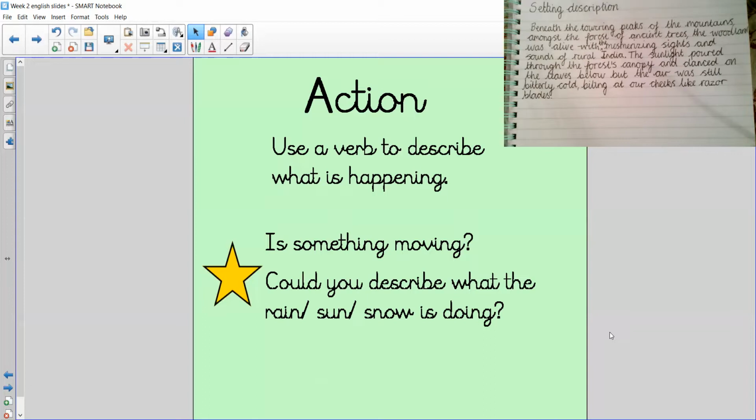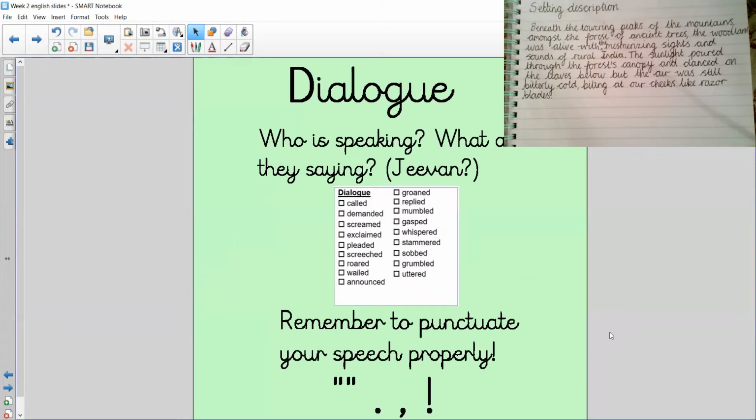Wonderful. Hopefully you've had a go at describing that, and maybe you've done it about the weather. If you want to go a little bit off piste and do something a bit different, that's up to you. Wonderful. So we've done da. Now we need to do another da because we're on to dad. So second da stands for dialogue, and dialogue just means speech.